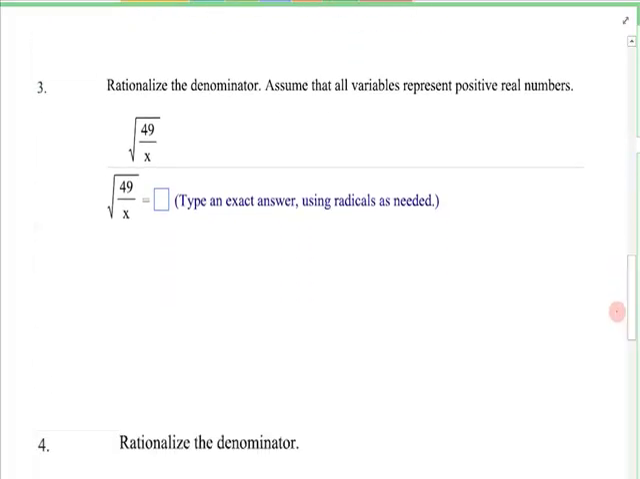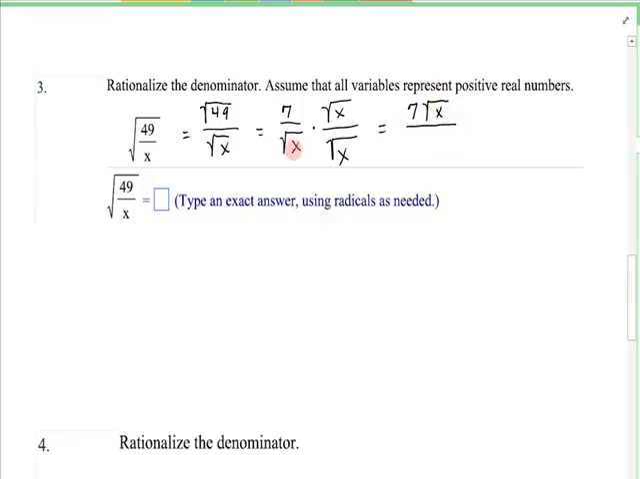Number 3. This is the same as the square root of 49 over the square root of x. The square root of 49 is rational, 7, and I don't know what the square root of x is. I'm going to rationalize the denominator. I'll use the square root of x over the square root of x to do that. That gives me 7 times the square root of x over square root of x times square root of x is x. Remember, you cannot do any reducing because this x is under the radical and this one is not. We're done.